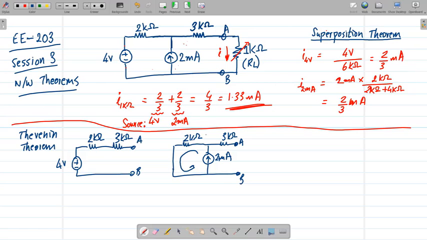Let's use green. So the drop across this is 4 volts because I have 2 milliamps going across this. So if I do superposition now, due to the voltage source, I had 4 volts appearing across terminals A and B. And due to the current source, I have another 4 volts appearing across the 2 kilo ohms, right?